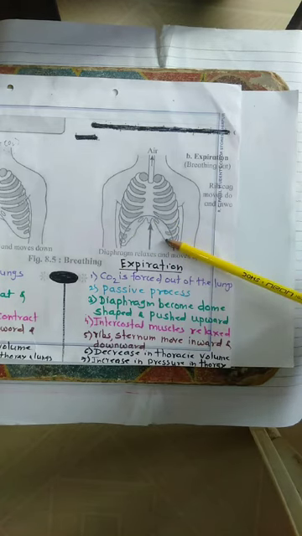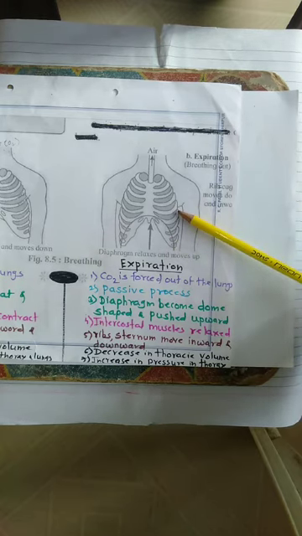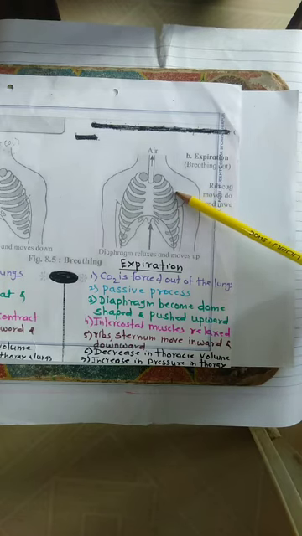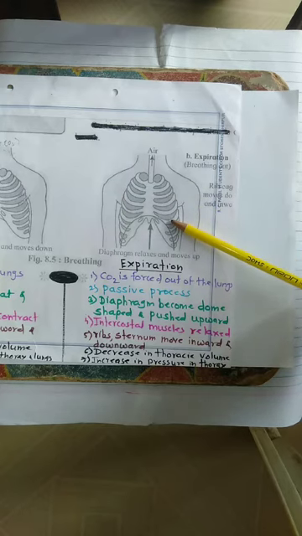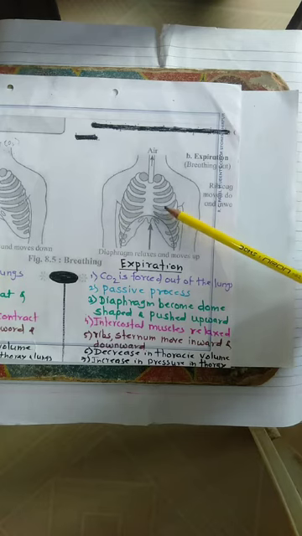Now during expiration the intercostal muscles also get relaxed. And due to the relaxation of the intercostal muscles, the ribs and sternum are pulled inward and downward.